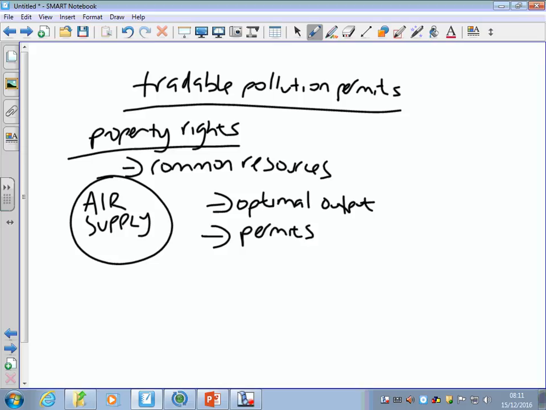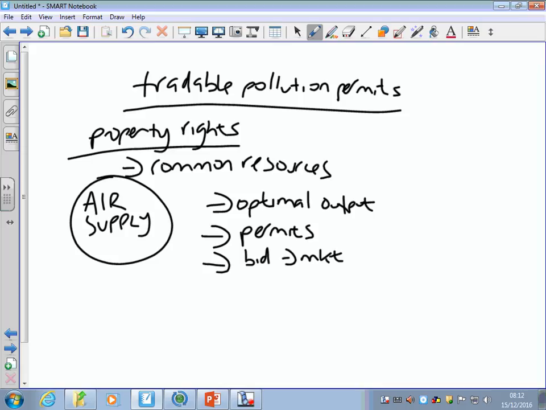And the government will sell, or supply if you like, a certain amount of permits. And then different businesses will bid for the right to buy these different permits. So in effect, what we're doing, we're creating a market where there'll be a supply of permits and a demand for permits. That'll mean when demand's high, the price of permits are high. When demand is low, there'll be a low price of permits.